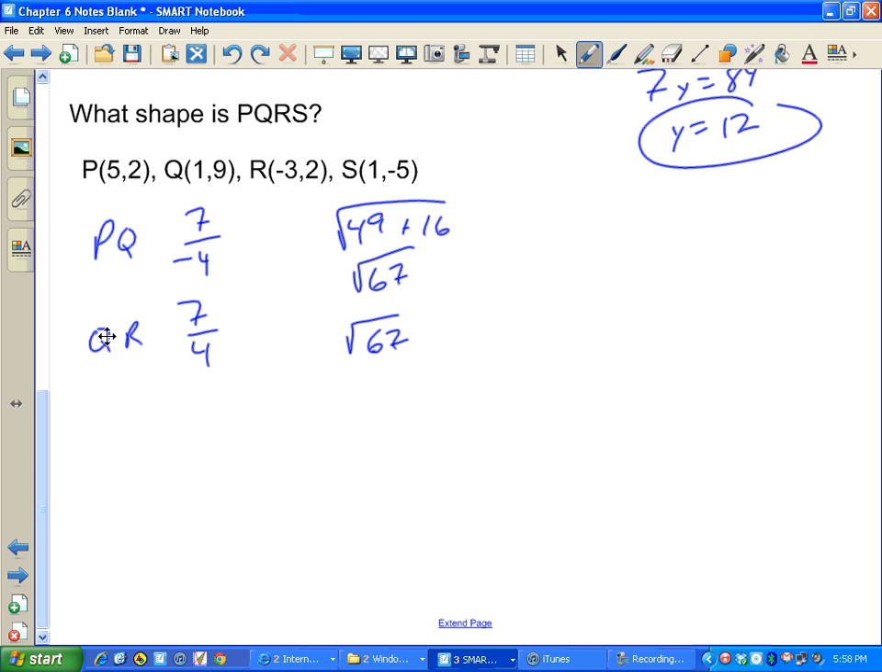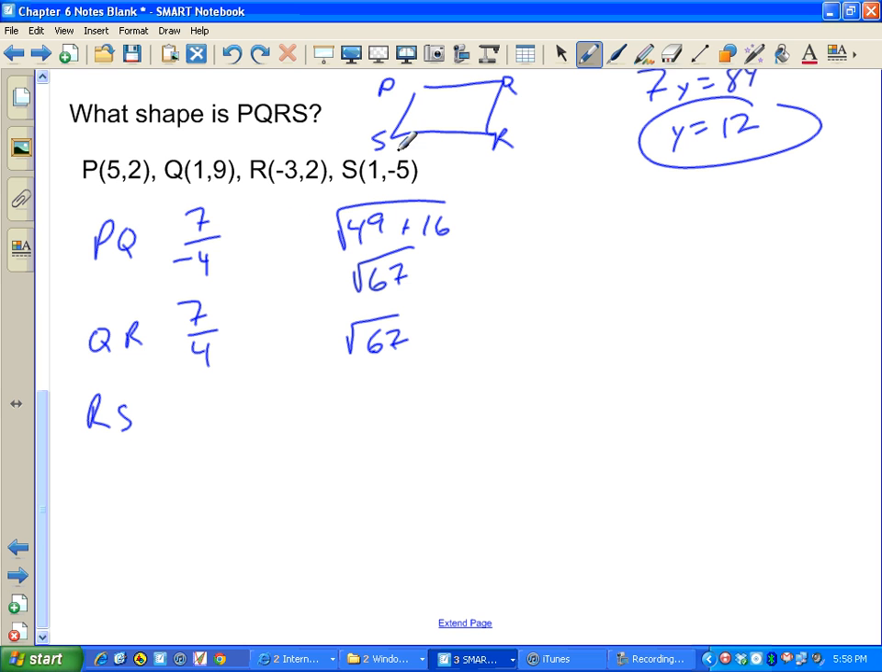So at this point, because it's PQRS, I've just found that 2 consecutive sides are congruent. So I'm leaning towards maybe a rhombus here, but I don't have enough information yet, because first I need to know it's a parallelogram, and I don't have that.